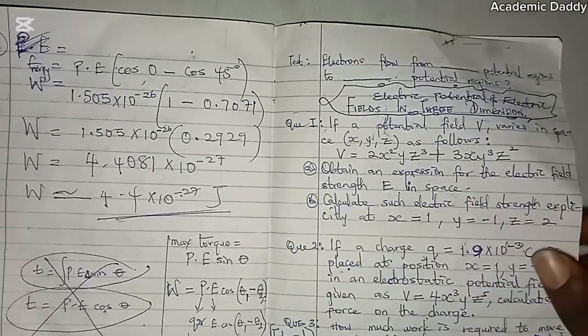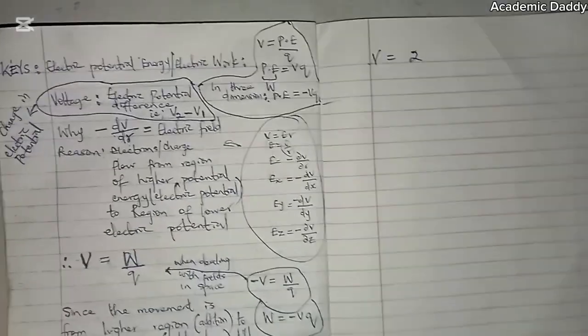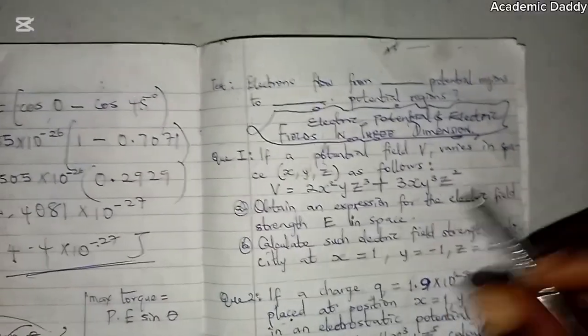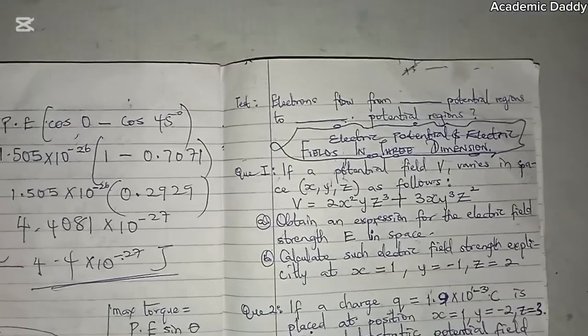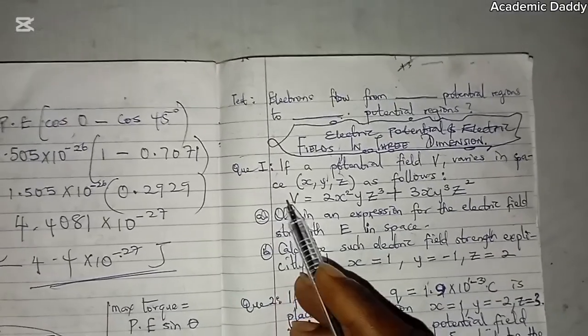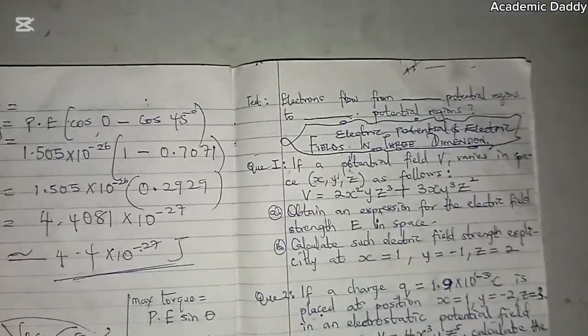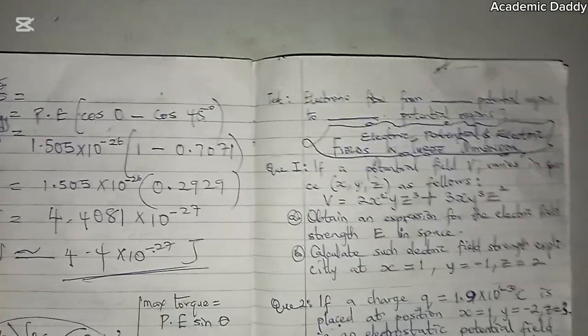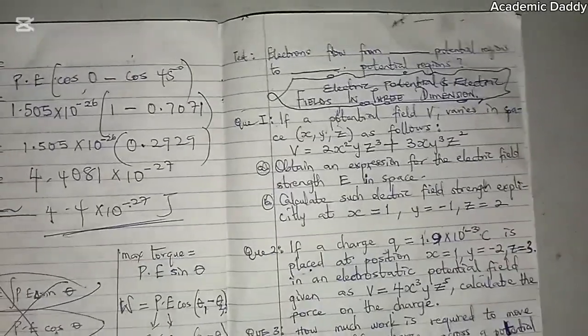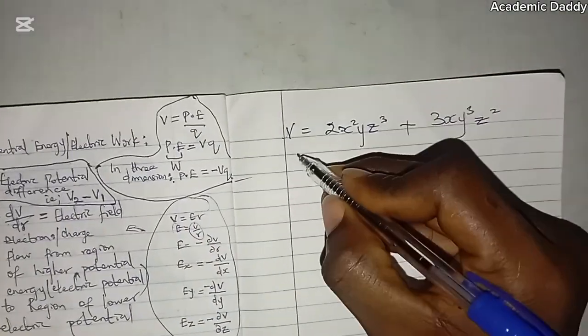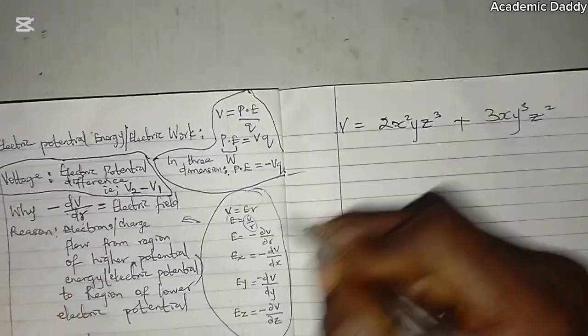They gave us in space x, y, z. So they now said V equals 2x squared. Let me write it out. They say if the electric potential field V varies in space, immediately you see this, it simply means that this thing that I have here is minus V. In space, you consider potential to be minus. So if they say obtain the electric field in space, I'll remember that the electric field in space, I've given it to you.